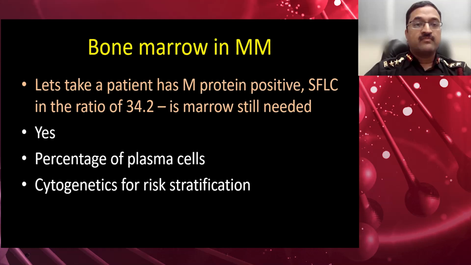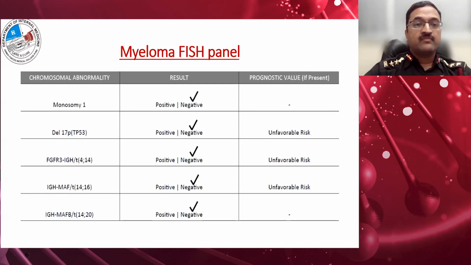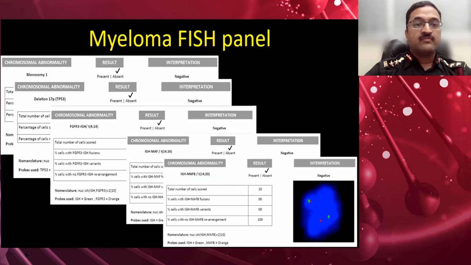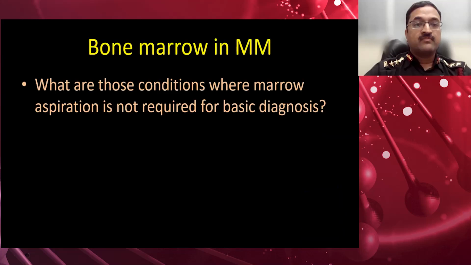And second, cytogenetics for risk stratification is extremely important. So we have a minimum cytogenetic panel of these 5, wherein we look at TP53, monosomy 1, 14;14, 14;16, and 14;20. They guide us through the prognosis of the individuals and also tell us which type of therapy would be ideal in given individuals. So a marrow is very, very essential.